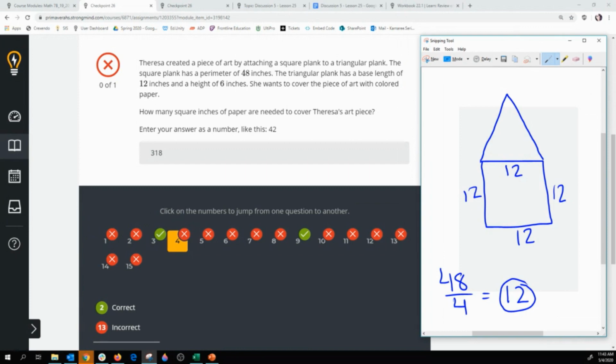And then it says that the triangular plank has a height of 6 inches. So here is my height of 6 and my base of 12. So it kind of tells us that the base is 12. Alrighty. And then we want to know how many square inches of paper does she need to cover this art piece? So we want to figure out the area. So we need to figure out the area of our square and the area of our triangle.